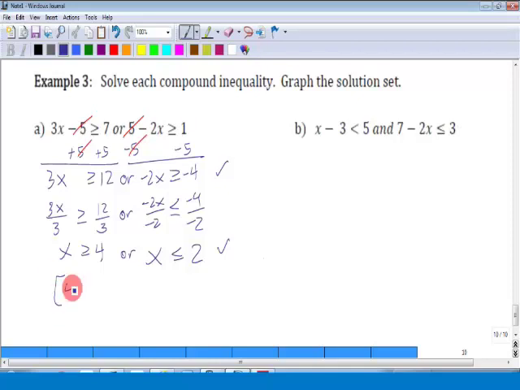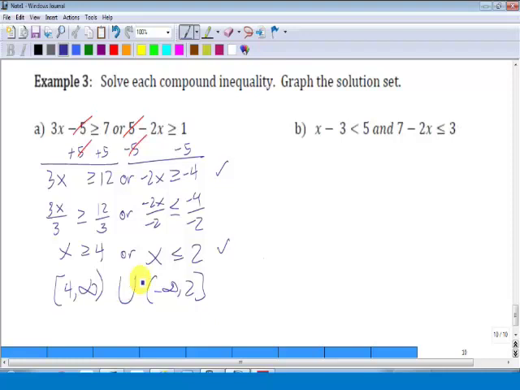So we've got 4 to positive infinity. Any number that's greater than or equal to 4 is going to make the first inequality true. We've got negative infinity to 2. Any number that makes 5 minus 2x greater than or equal to 1 has to be less than or equal to 2. If it's less than or equal to 2, it's going to satisfy the top one.